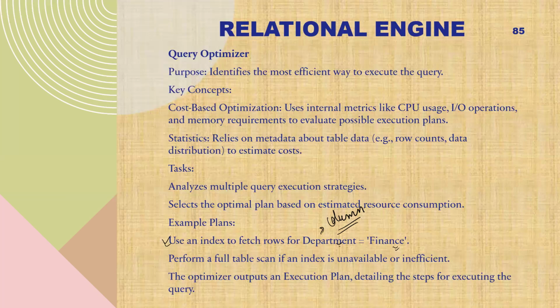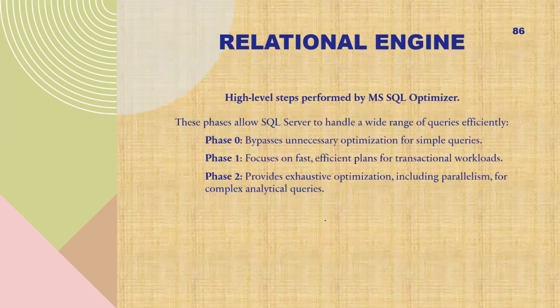And another is, with the help of the index, it will point to that index, and it will be easy for the processing also. We already covered this part. What we haven't covered is what are the steps performed by the optimizer, how it is going to handle the queries. So in the optimizer we have three phases. Phase 0 is there, phase 1 is there, and phase 2 is there.